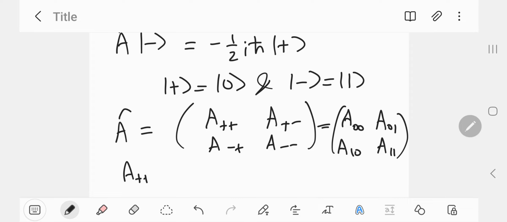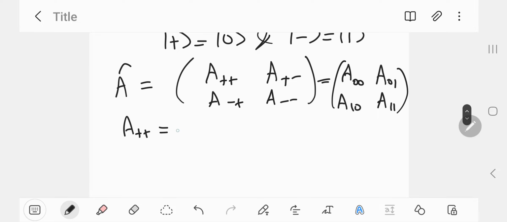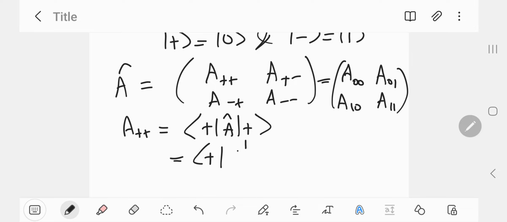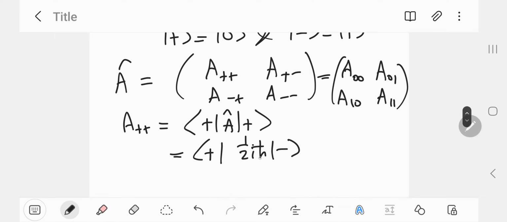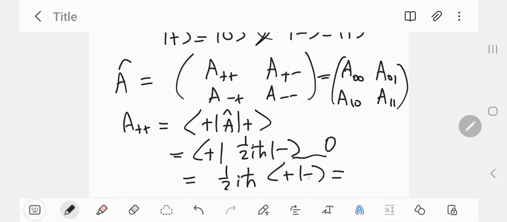So to work out the first component, A plus plus, we have to do the following. Rewrite it as follows: the inner product of plus with A acting on the plus state, which is just this half i h bar minus, because we've defined A plus as being that. So I've plugged it in here. We can take out the half i h bar, it's just a constant, a number, leaving this. And if you recall from before, the inner product of these two states is just 0, so half i h bar times 0 is 0.